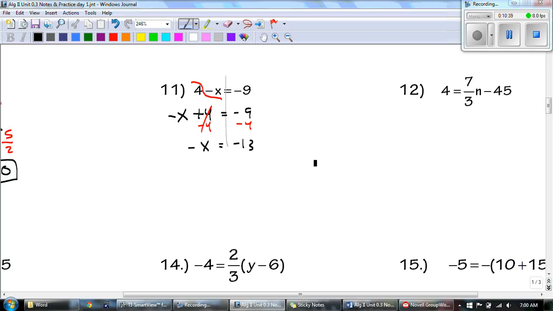Don't forget that negative sign, okay? And the x isn't by itself, guys, because that's really a negative 1. So I need to divide by negative 1, and then we get that x equals positive 13.